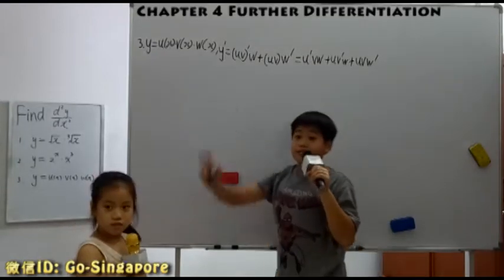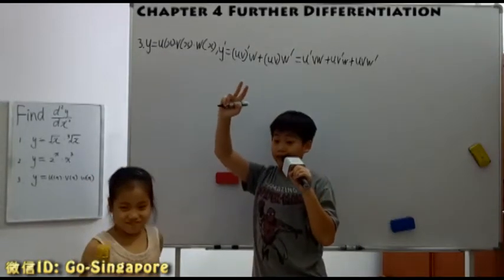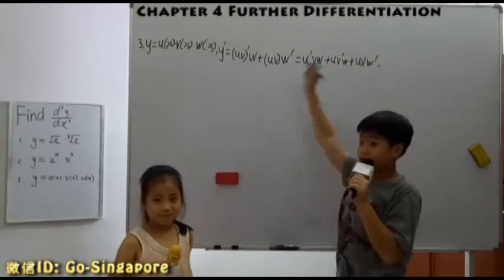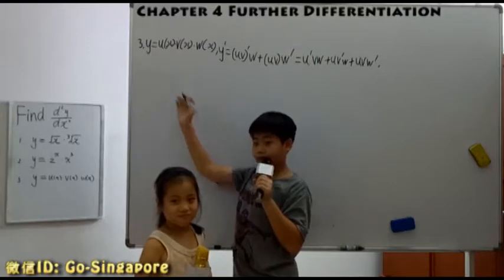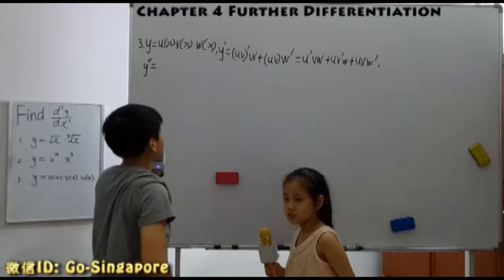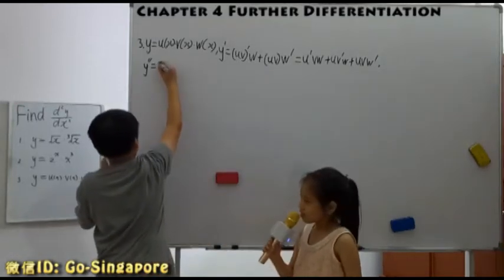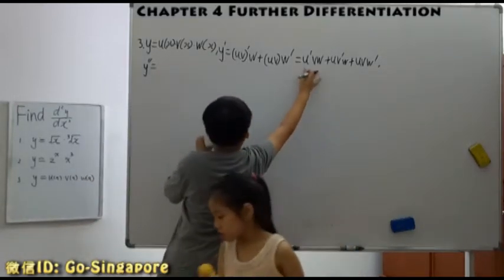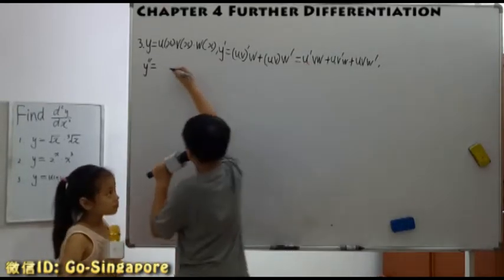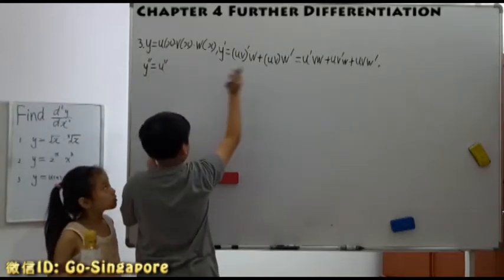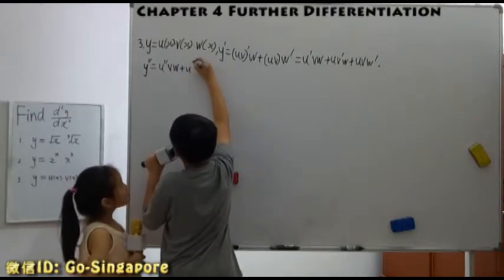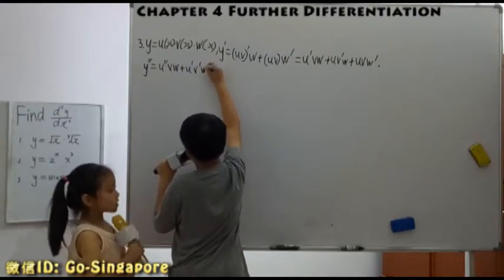So for the second derivative, can we start here? Looking at this first term, there will come out three terms, right? We look at the first part. At first it's U prime, now becomes U prime prime, then next is the V, then next is the W.